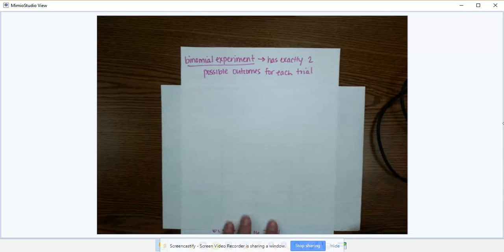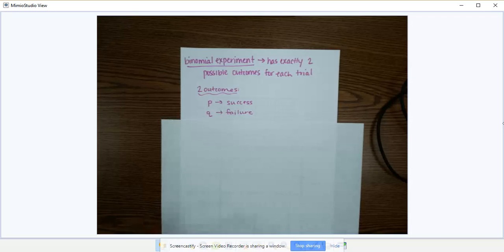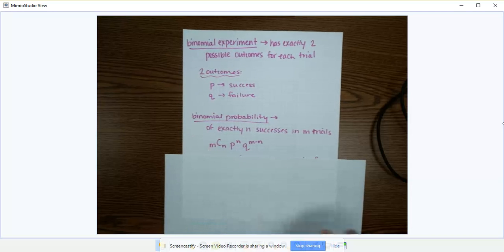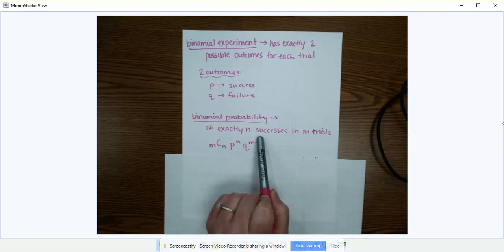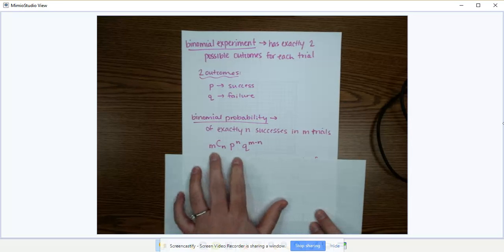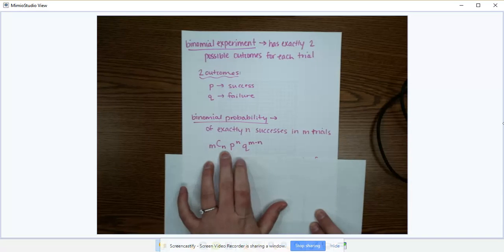Okay, we have a binomial experiment. Binomial, if you remember, bi means 2. So we have an experiment that has exactly 2 outcomes every single time. So we use the letter p to signify a success, and then a q for a failure. And we can then find probabilities of these binomial experiments. So we're going to have n successes, but m total trials. So our formula for our binomial probability would be m trials, choose n of them, so n successes.